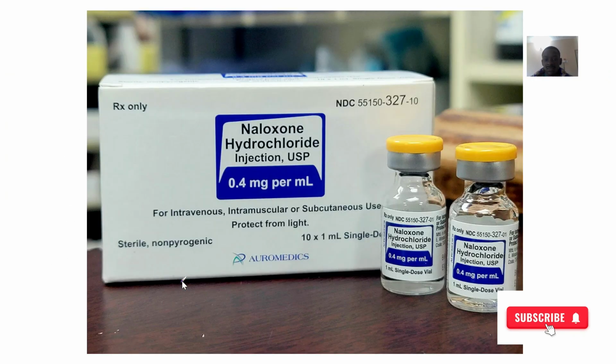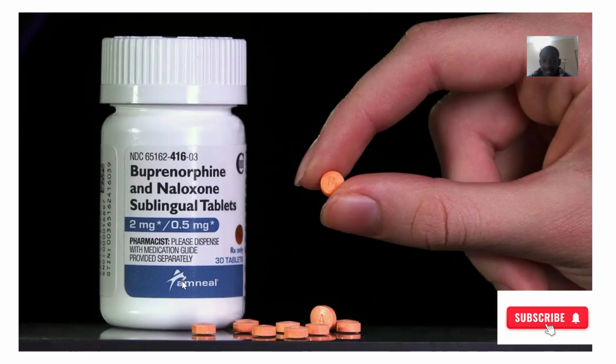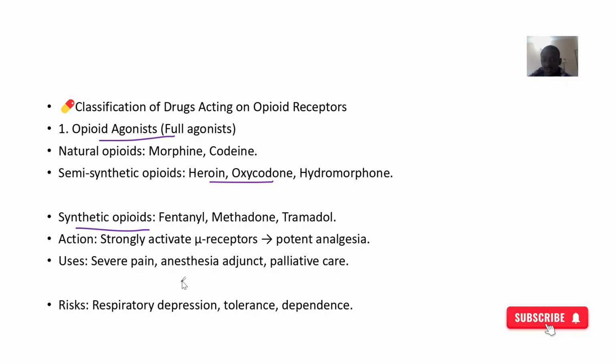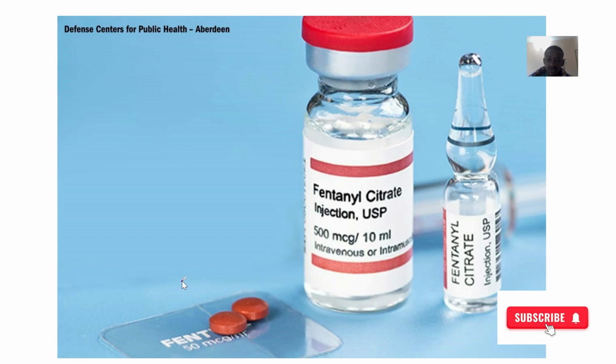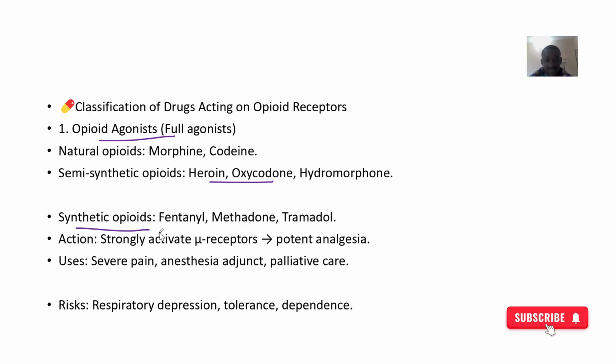Synthetic ones, we have drugs like fentanyl, methadone, and tramadol. So this is fentanyl. Action generally, they activate these opioid receptors, the mu receptors, so they relieve you of pain, they'll make you feel as if nothing is happening. That's why people abuse them.